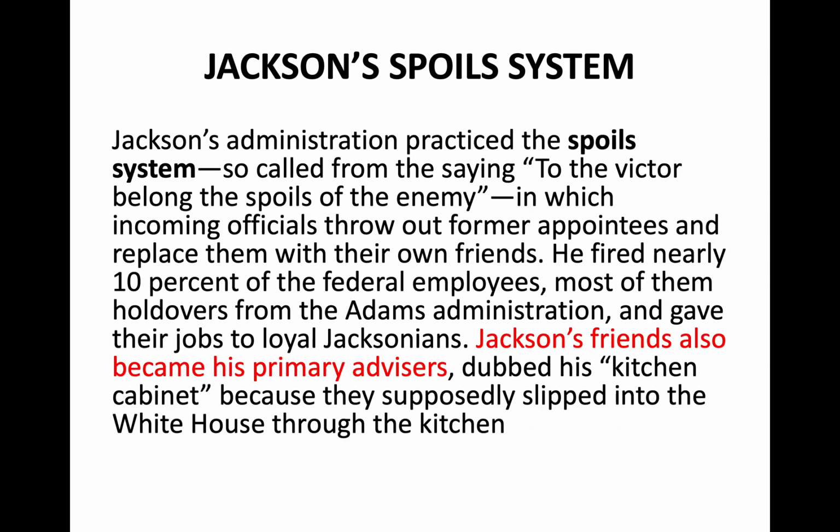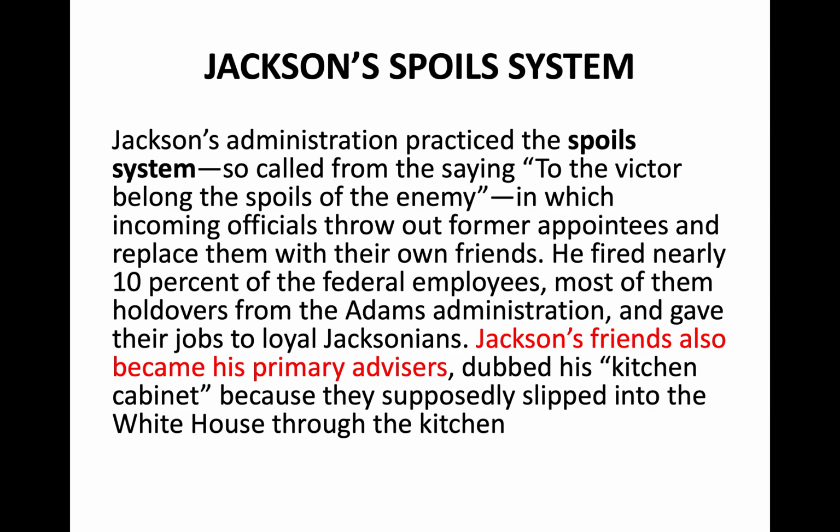So Jackson is going to practice the spoils system. And this is, to the victor belong the spoils of the enemy. So incoming officials throw out former appointees and replace them with their friends.